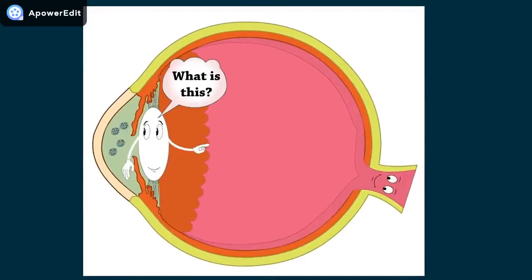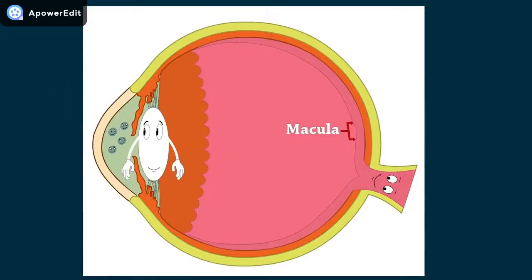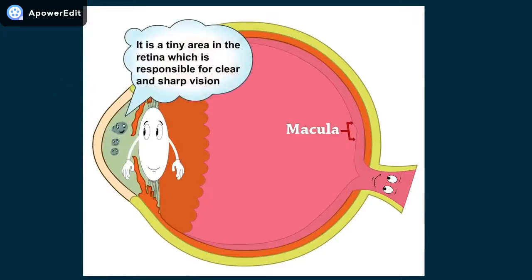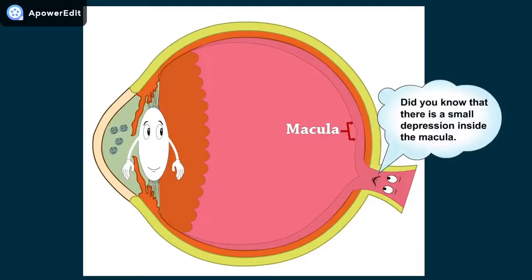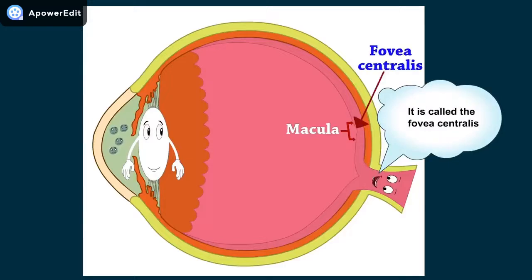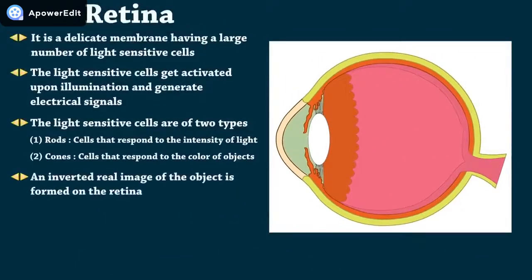What is this? This is the macula. It is a tiny area in the retina which is responsible for clear and sharp vision. Did you know that there's a small depression inside the macula? It is called the fovea centralis. Here, the maximum number of cones are present. An inverted real image of the object is formed on the retina.